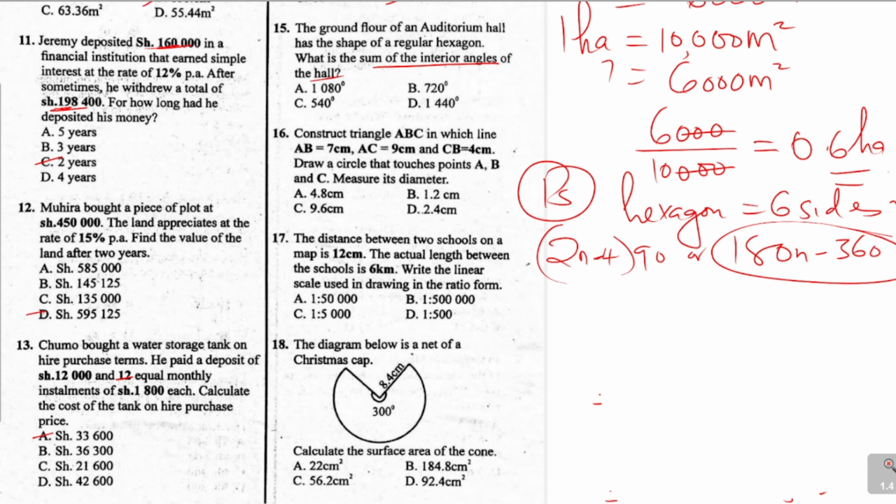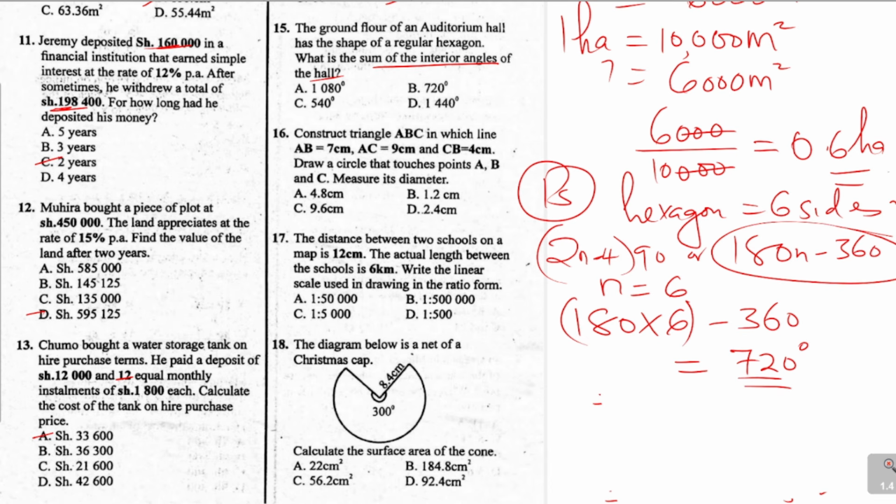So this is how you get the sum of interior angles of any regular polygon of n sides. In this case, the number of sides is 6. So the sum will be given by 180 times 6, then you subtract 360. So once you work this out, it will give 720 degrees.